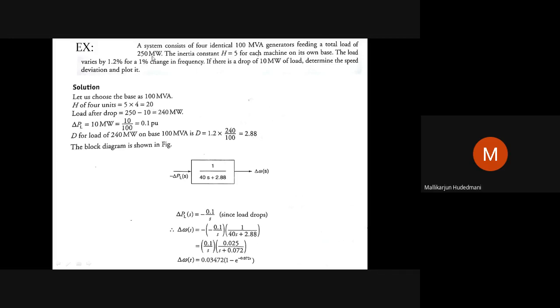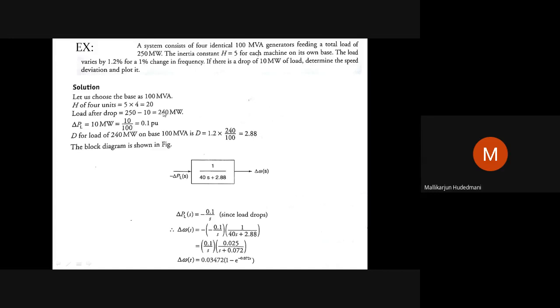And the load drop is mentioned: 10 megawatt drop. From what load? 250. Then you can see the load drop is 250 minus 10, giving 240 as the actual load remaining. Then this 10 megawatt load is converted into per unit by taking the base of 100, which is 0.1 pu. Then the value of D is given as 1.2%. Then how do we represent it on the base of a load of 240? D for a load of 240. 240 is the actual load; 10 megawatt is rejected or removed.